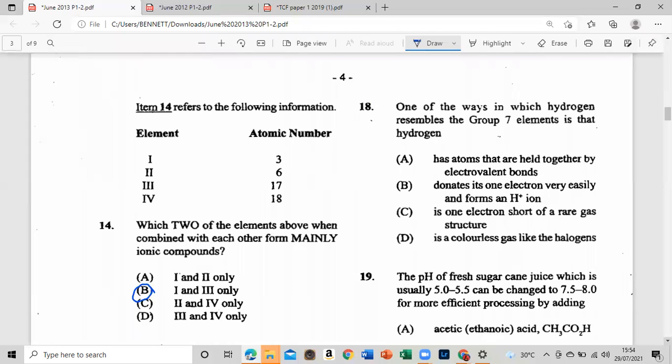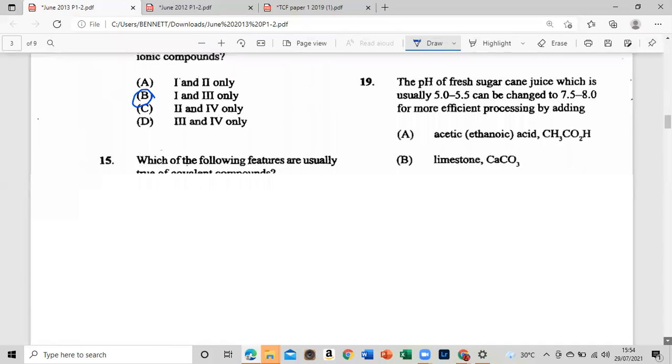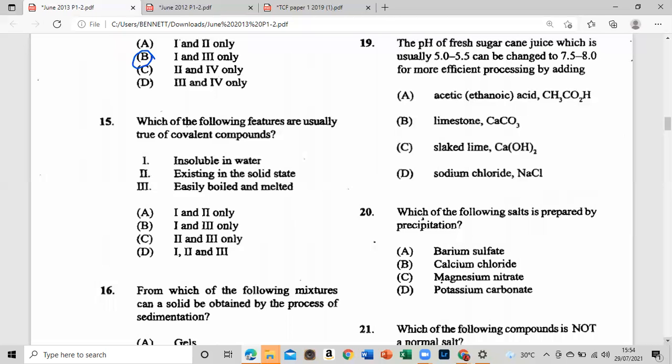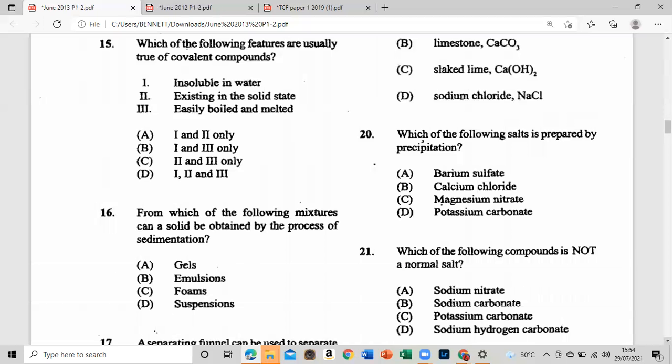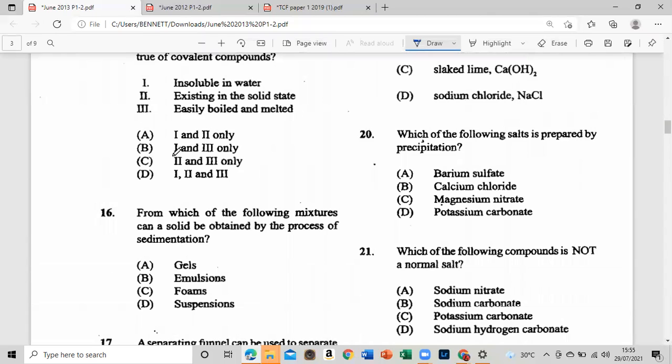Let's go down to 15 and 16. Let me just show you 16 so you guys can read ahead. Alright, which of the following features are usually true of covalent compounds? Insoluble in water, existing in solid state, and easily boiled and melted. Which of those? So it's 1 and 3 only: insoluble in water and easily boiled and melted. So 15 is B.